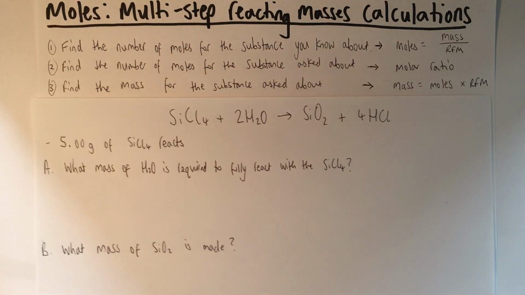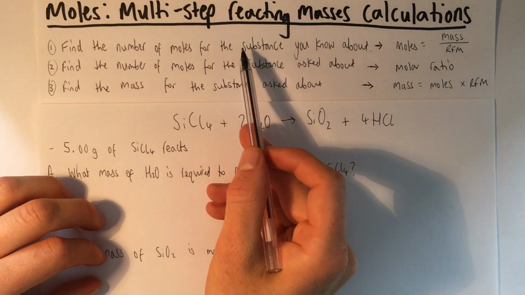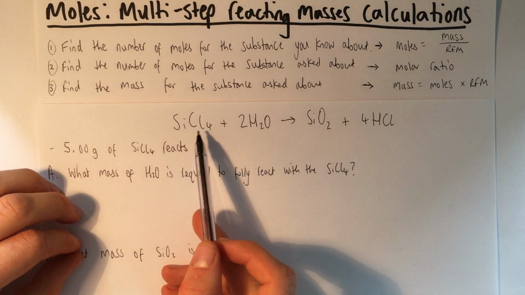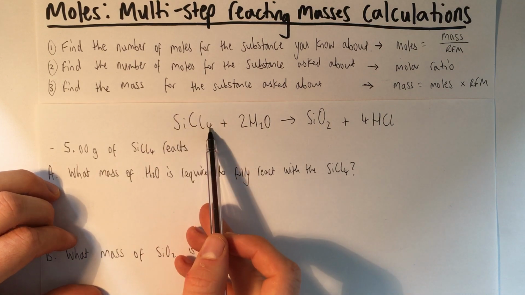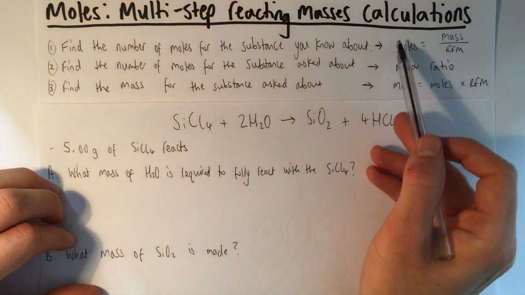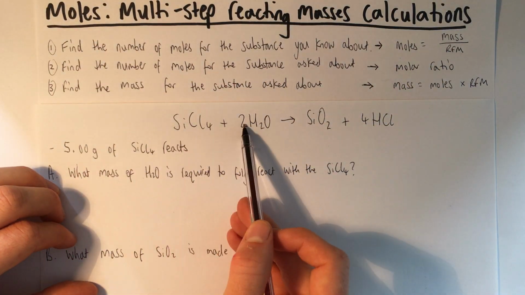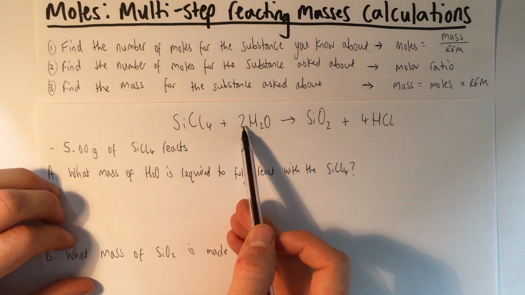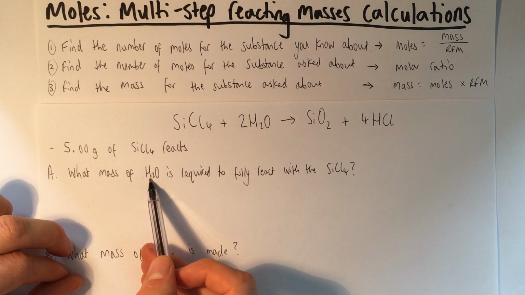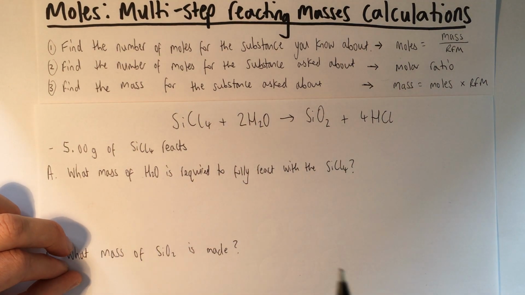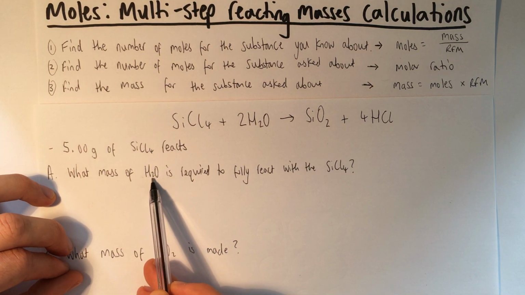The method is always the same. It involves 3 steps. First of all, we're going to find the number of moles for the substance that we can actually know about. In this case, it's silicon tetrachloride because we're told the mass of it. So we'll work out the number of moles of that. Once we've done that, we can then use our molar ratio from our balanced symbol equation that we've been given to work out the number of moles of the things we actually want to know about. So for part A, we'll use that to work out the number of moles of water. And then finally, we can actually find what the question is asking us, the mass of what we've been asked about.